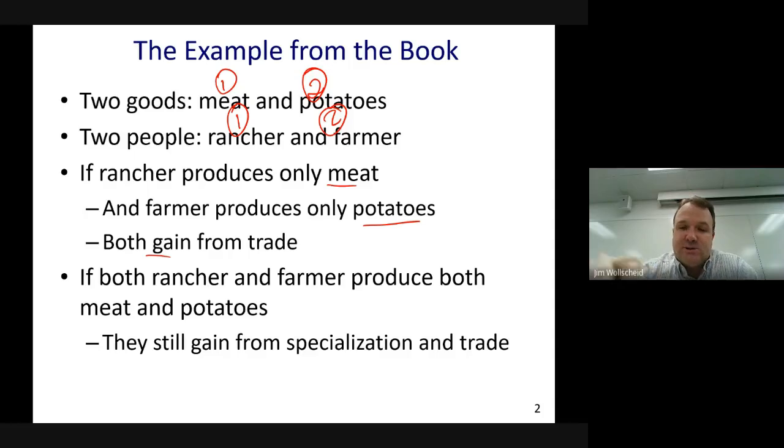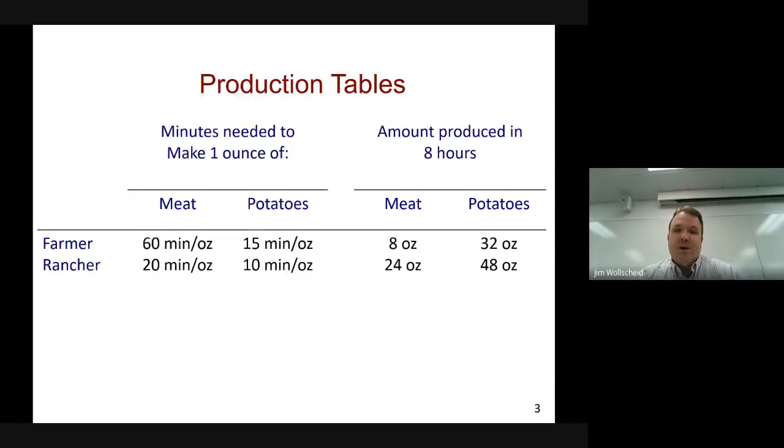So what we're going to do is go through this example, and we're going to go through the numbers part. That's where most students struggle. And we're going to talk about comparative advantage, how we solve it, and some of the common issues we might have. So here's some of the information you need. It's referred to as the production tables.